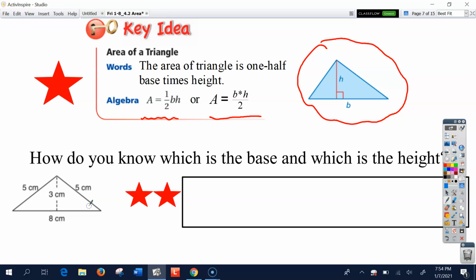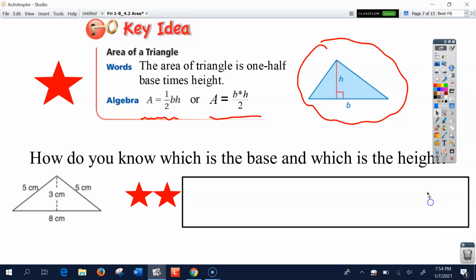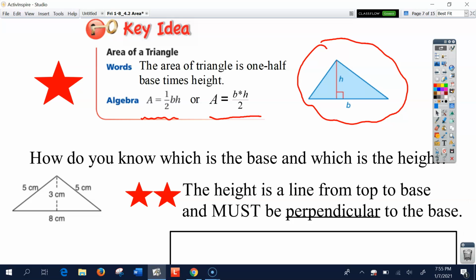Okay, so pause the video, write the words and the algebra and the picture. And then I've got this to show you because I want you to always remember how you find the base and the height, just like with a parallelogram. The height is a line from the top to the base, and it must be perpendicular to the base. I didn't give you the whole story because I should always see that little corner symbol. That means it's perpendicular. If you don't see that, we can kind of assume it's perpendicular, but if you see that little square in the corner, then I know for sure that the 3 is perpendicular to the 8.